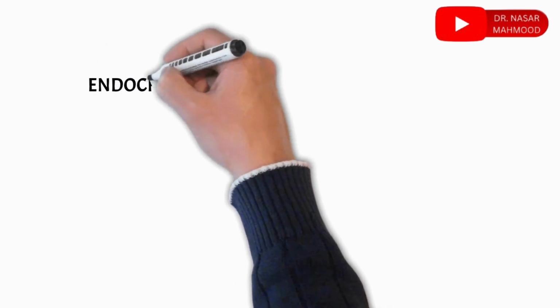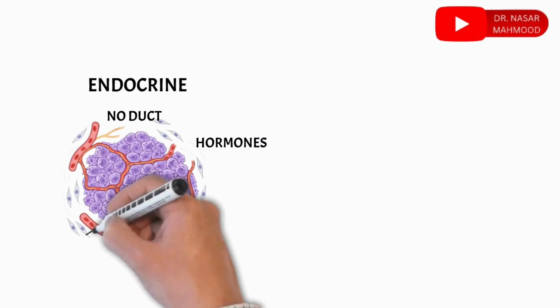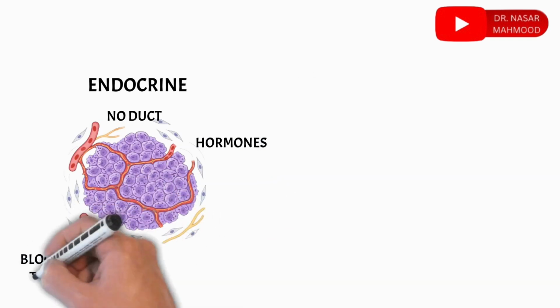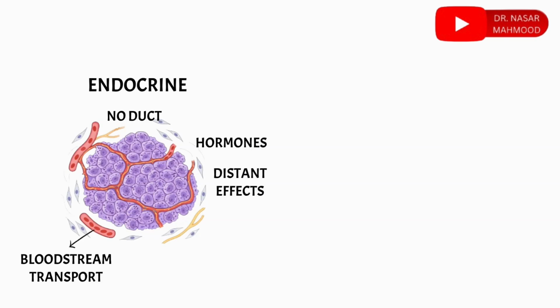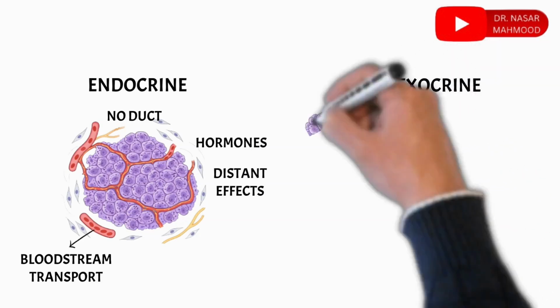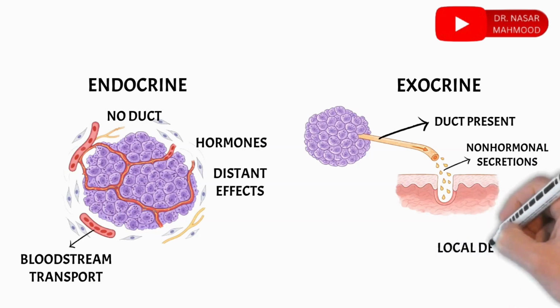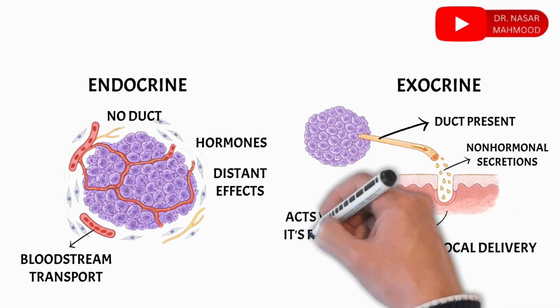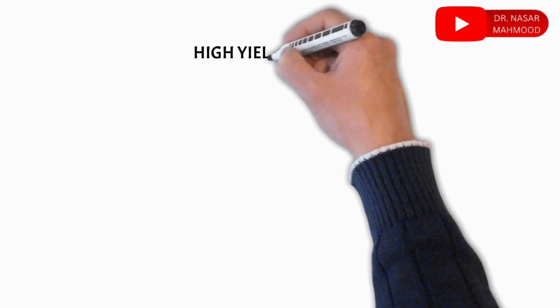Now, if we visually compare these side by side, on this side we've got endocrine, which has no duct. They secrete hormones right into the bloodstream, so it has bloodstream transport, and it has distant effects. But on this side, we've got exocrine, which has a duct present, has non-hormonal secretions, has local delivery, and it acts exactly where it's produced. Now, this contrast is far more important than memorizing examples from a textbook.